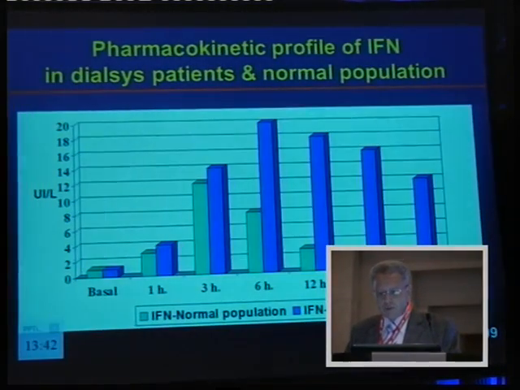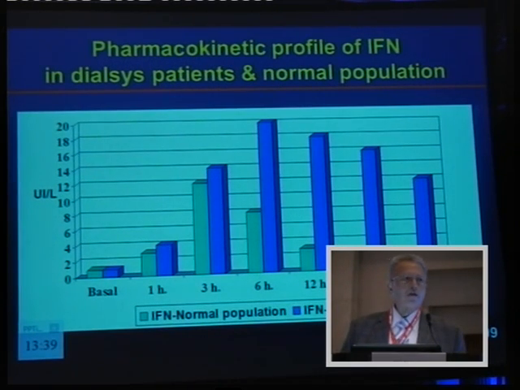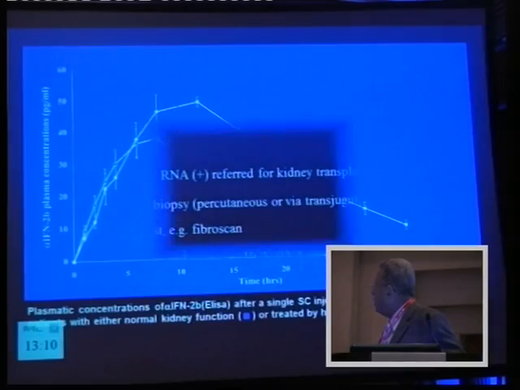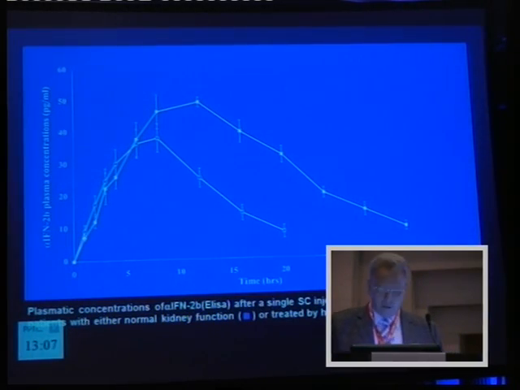And this slide shows the pharmacodynamics of alpha interferon in dialysis patients and in the normal population. The blue columns are the dialysis patients, and the gray ones are the normal population. As you can see, the half-life is nearly double in the dialysis patient compared to the normal population. Similarly, another study showed delayed clearance of interferon in the dialysis patient.